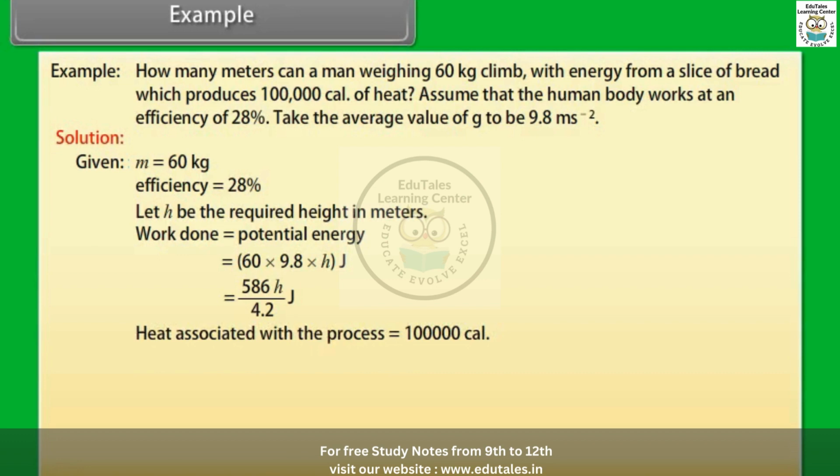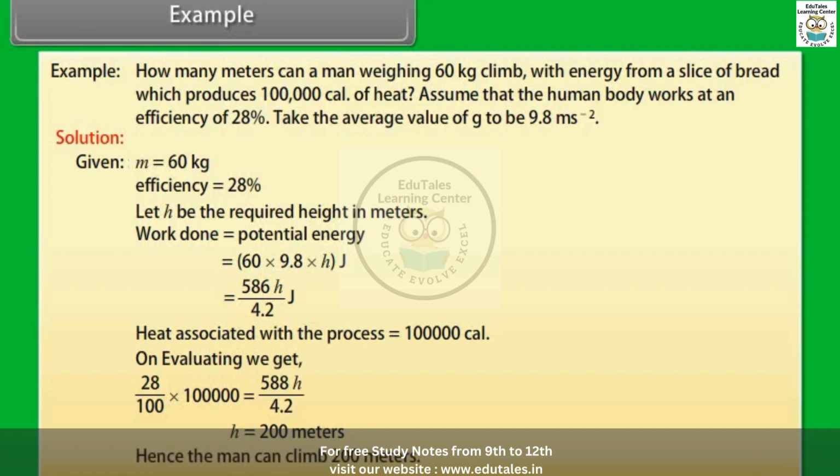Heat associated with the process is equal to 100,000 calories. On evaluating, we get 28 by 100 into 100,000, which is equal to 588 h upon 4.2. So, h is equal to 200 meters. Hence, the man can climb 200 meters.